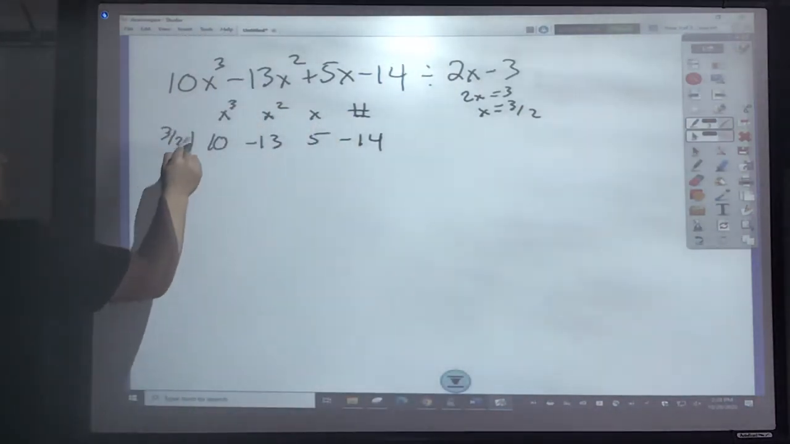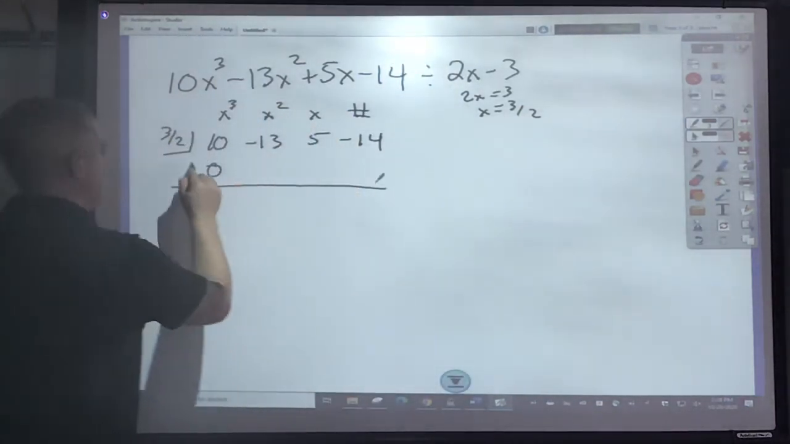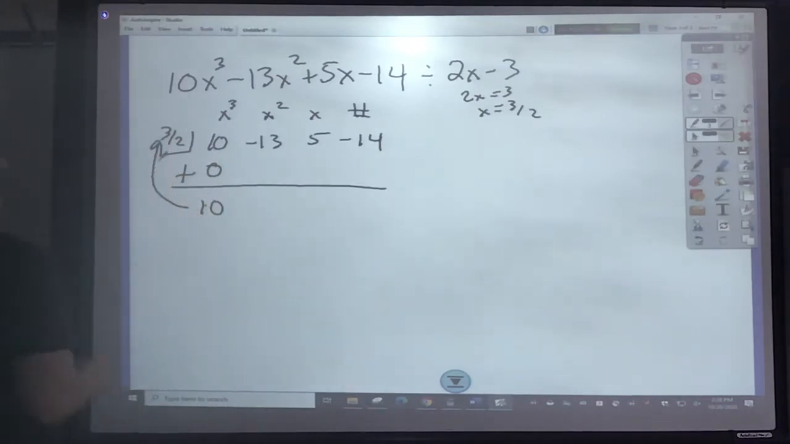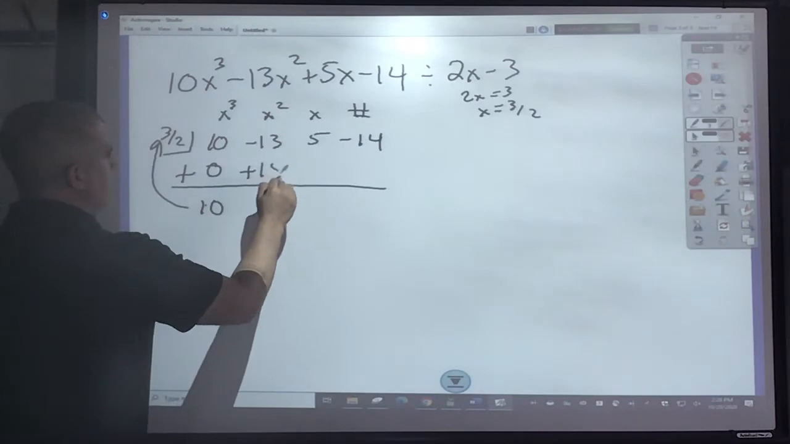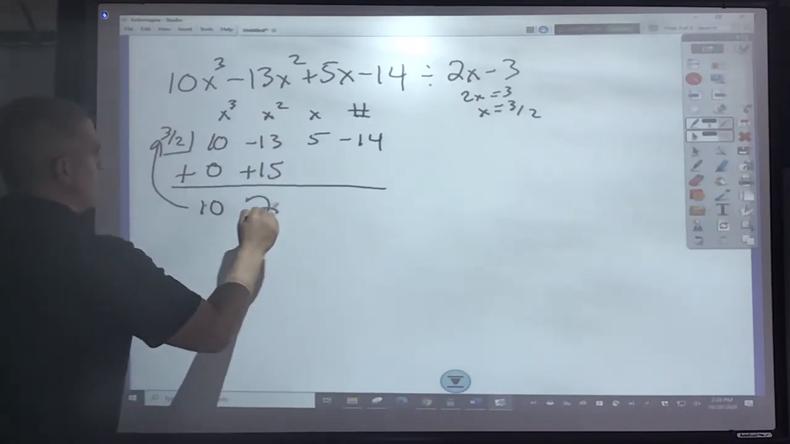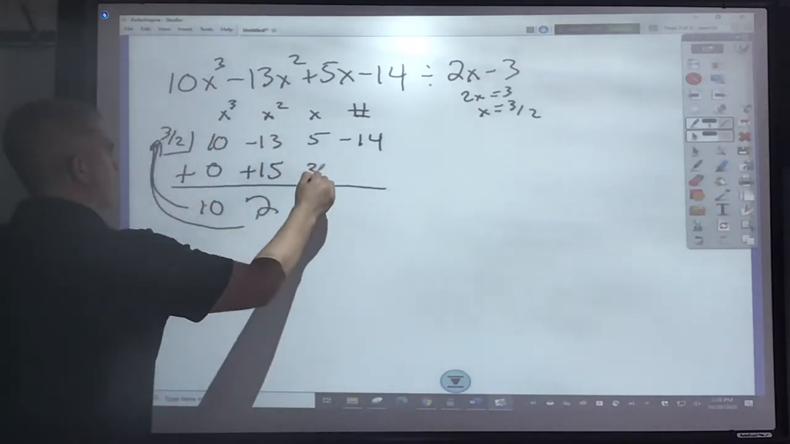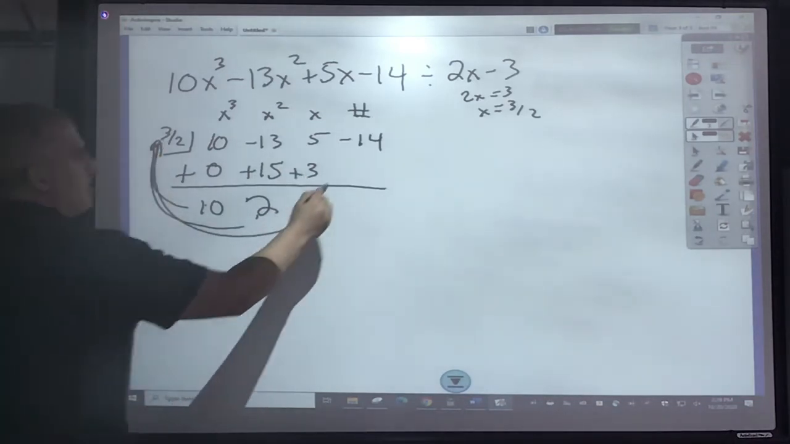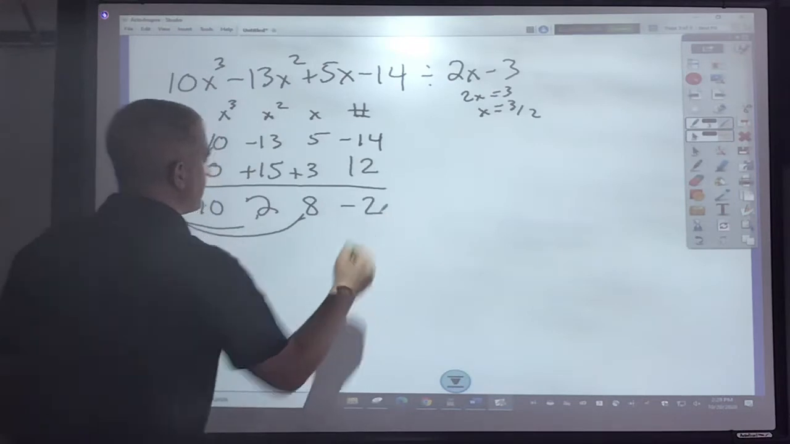Okay? All right, put a 0. 10 plus 0 would be 10. Take that 10, multiply that. That would end up giving me 15. Add that would give me 2. Take that 2, multiply there, gives me 3. Add that, give me 8. Multiply there would give me 12. And then I got this as negative 2.